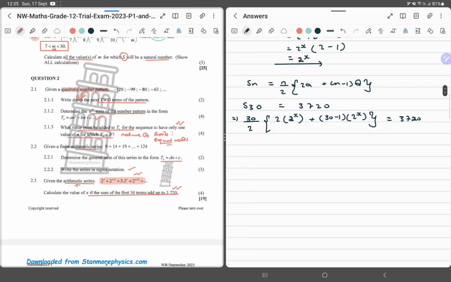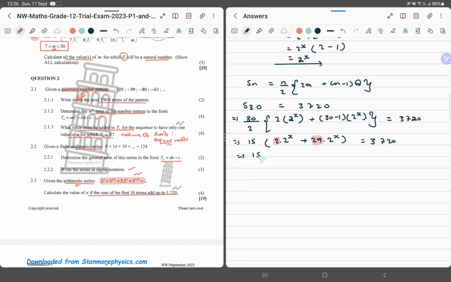No problems. Now this implies that this is 15 into, now we know that this is going to be 2 times 2 to the exponent x plus, now this is 31, 29 times 2 to the exponent x. All of that is equal to 3720. Now can you see we've got 2 of 2 to the exponent x and we're adding 29 of the same thing. So those are like terms together.